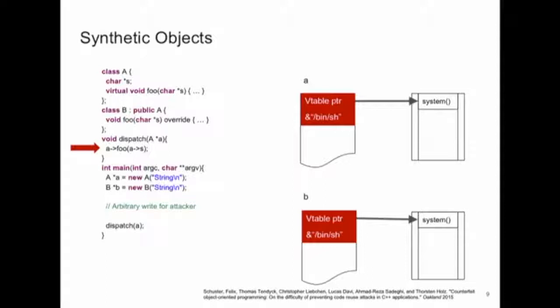So synthetic objects were first proposed in a paper called Counterfeit Object-Oriented Programming. I like to pronounce the acronym COOP. It was presented at Oakland in 2015. So this is a fairly cool attack paper, and if you're into how you can do fancy forms of control flow hijacking for C++, I recommend you go read it.